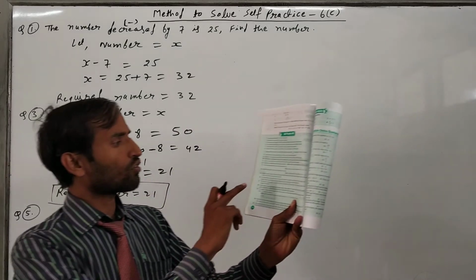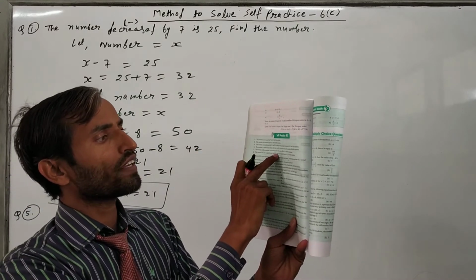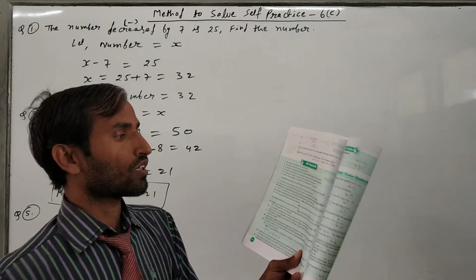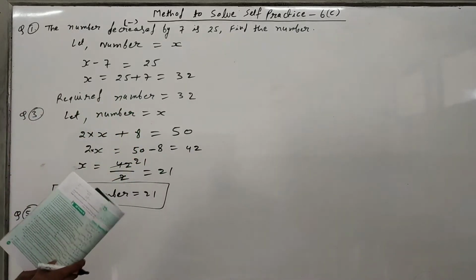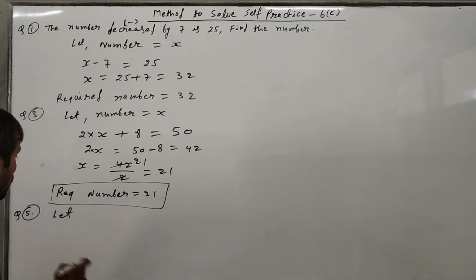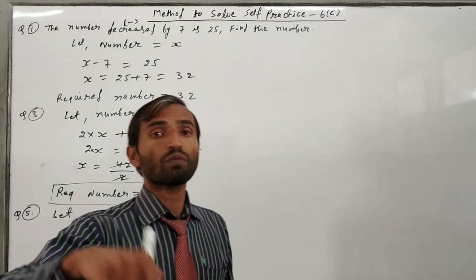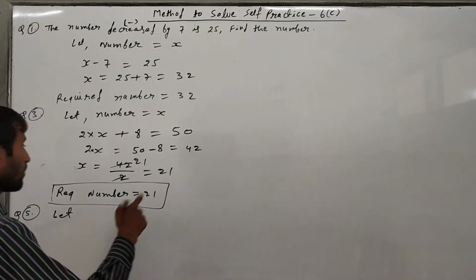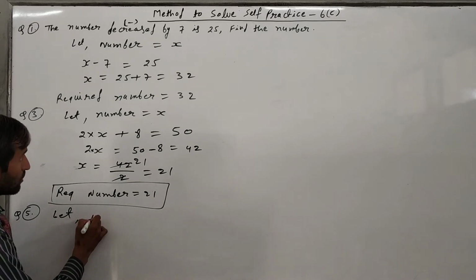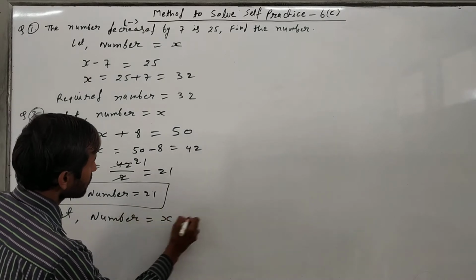Just see here in question number 5: 2/3 of the number increased by 9, the sum will be 90. Find the number. First of all, you have to suppose the number. Whenever the question asks you to find a number, you suppose that number to be x or y or z, anything. So let the number be equal to x.